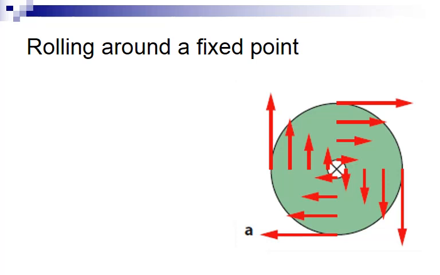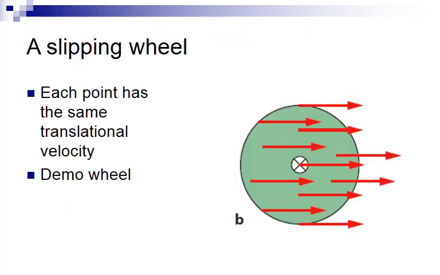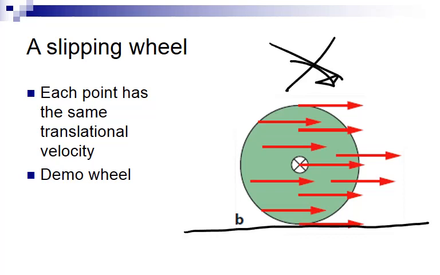So one of the things that we did today was spin our wheel, and as we spun it, I had them look at the different parts of the wheel. The further you are from the middle, the greater the tangential velocity. And then next, I took the wheel and pulled it across the table. If we pull a wheel across the table and not allow it to rotate, but just pull it across, all those different parts would have the same translational velocity.